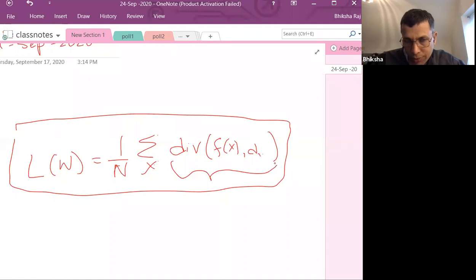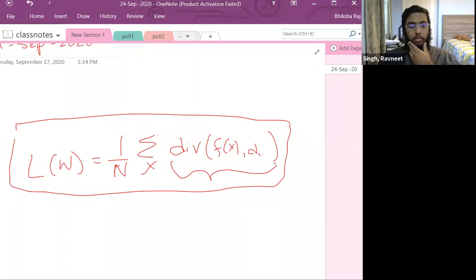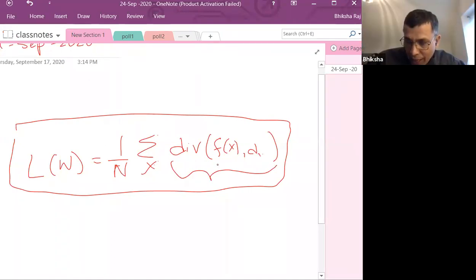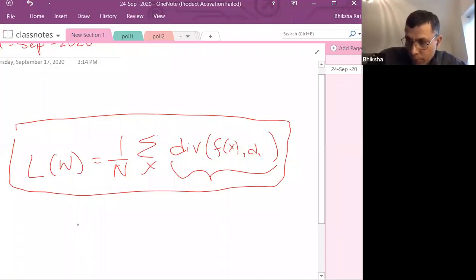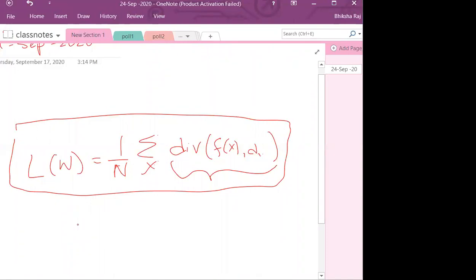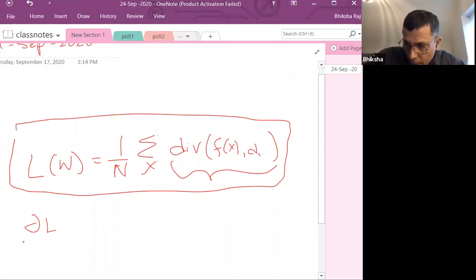Yes or no? Right. And is it going to be the same for every single training instance? This function? No, right? So what we are doing is we're averaging many functions. Now, when I take the derivative with respect to, I should really be writing this in vector form, then what will this derivative be?